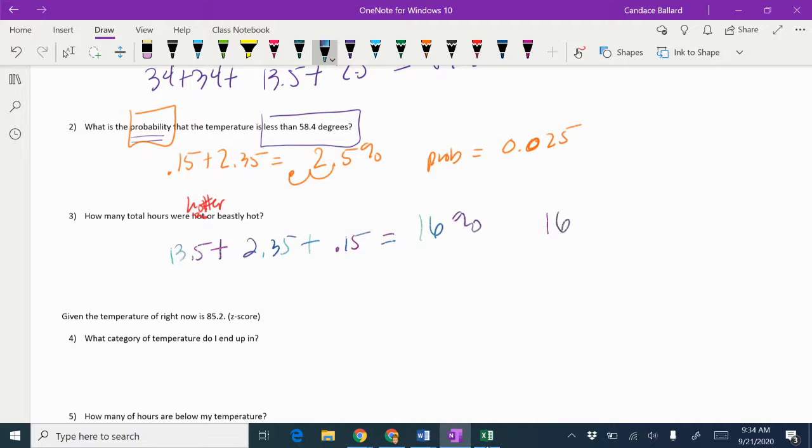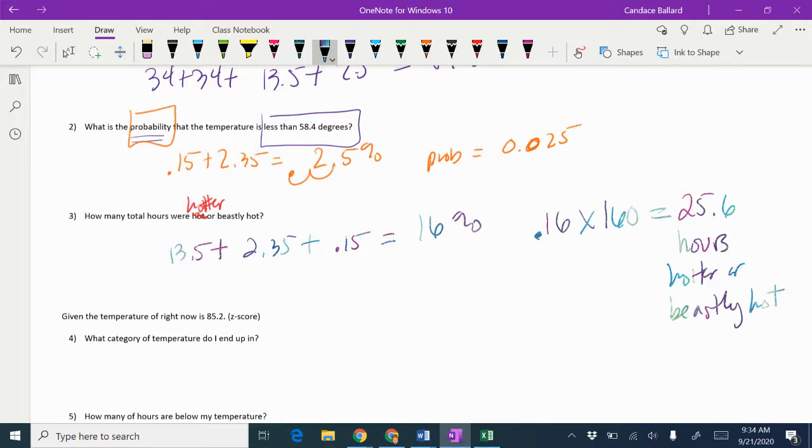So I'm going to do decimal point. So 0.16 times the 160. I'm going to do that really quick because I multiply, not add. 0.16 times 160. I really miss having you guys in class and making you do this on your calculators. All right, so 25.6 of the hours were hotter or beastly hot.